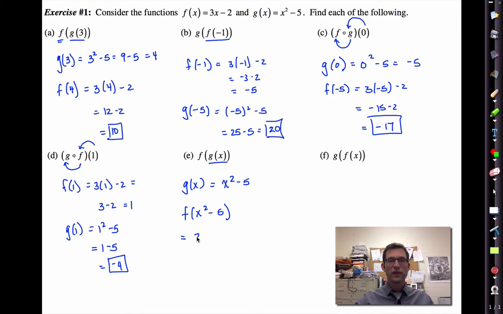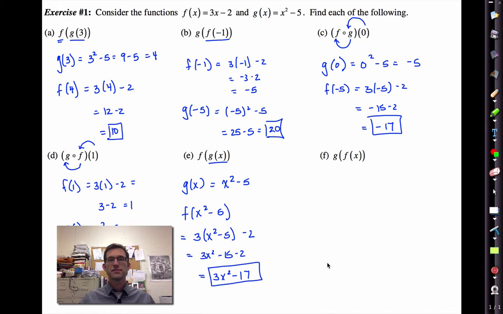Well, what's that equal to? That's equal to 3 times x squared minus 5, minus 2. And that would be 3x squared minus 15 minus 2, or 3x squared minus 17. So that is f of g of x.